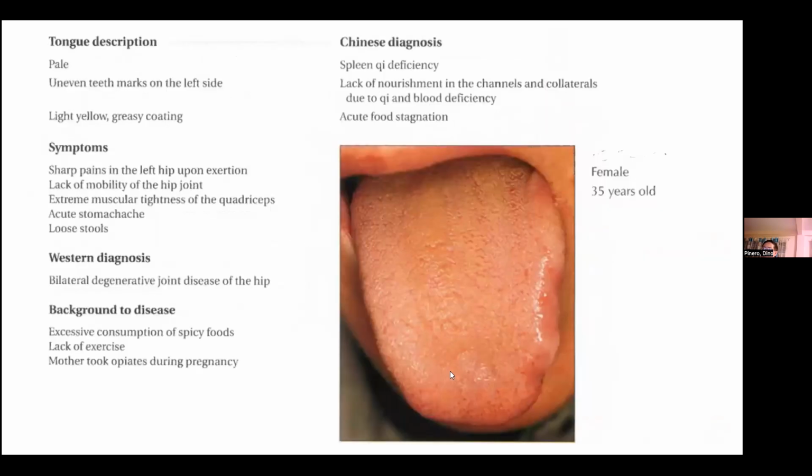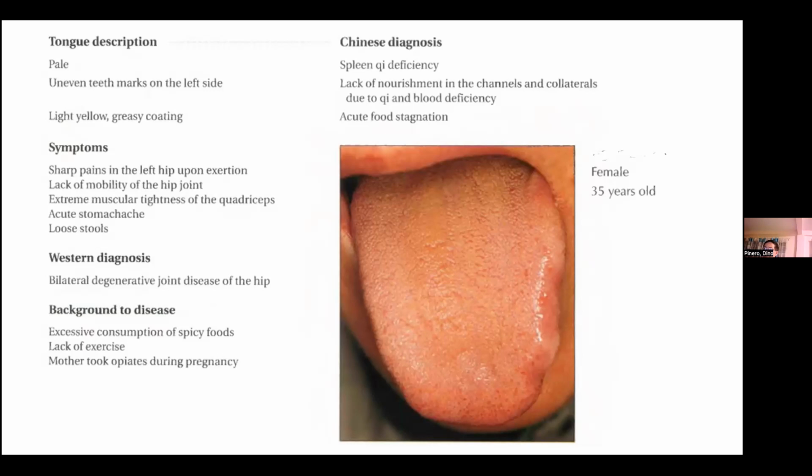Okay? So we have here another tongue picture of a female 35 years old. Observe natin mabuti. That tongue is pale, which indicates that there is a spleen chi deficiency. There is also uneven teeth marks on the left side. So sa left side, check natin, which indicates that there is lack of nourishment in the channels and collaterals due to chi and blood deficiency. There is also light yellow, greasy coating.